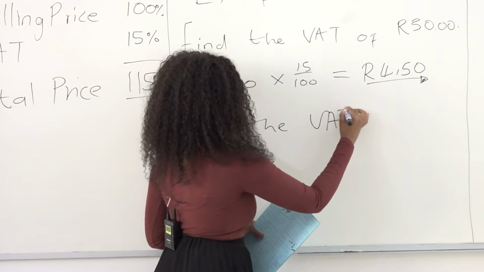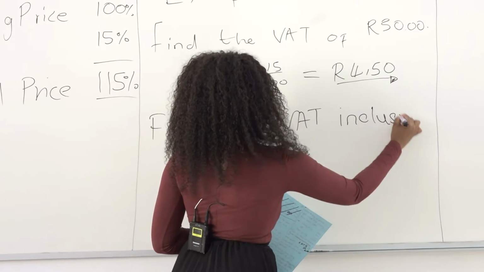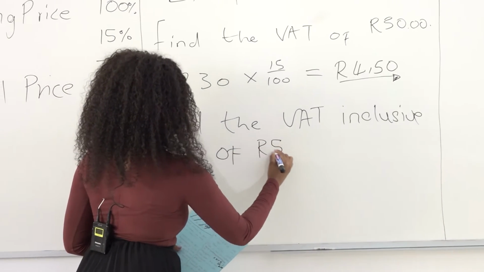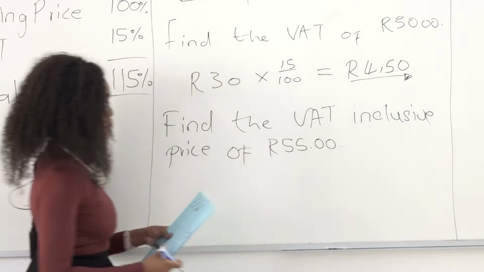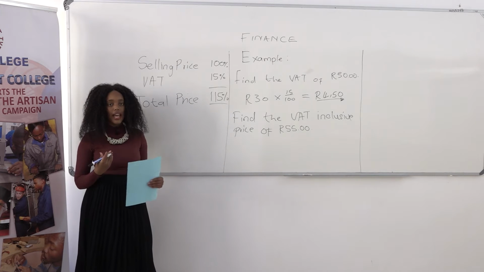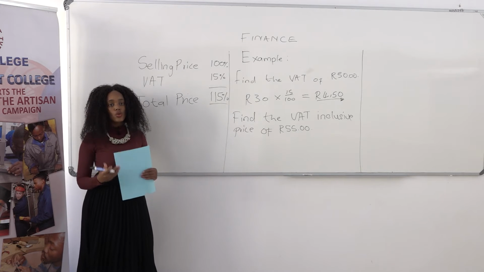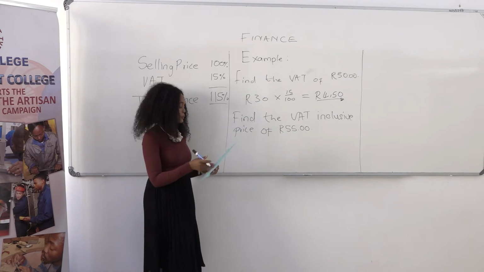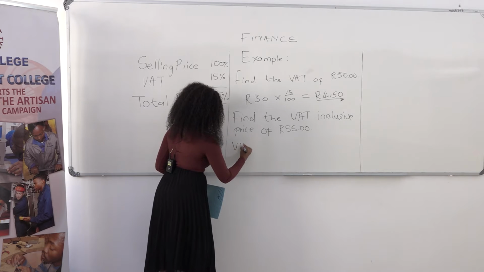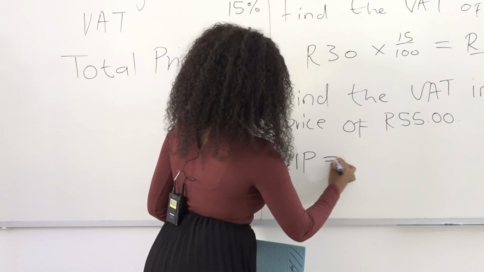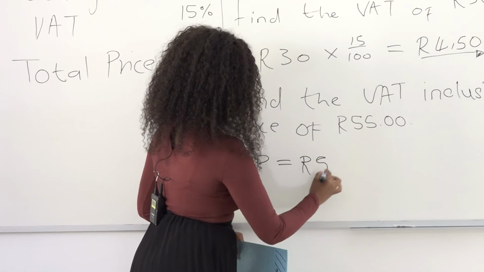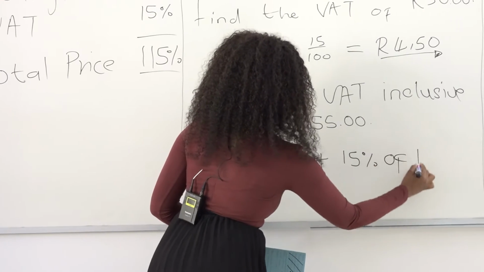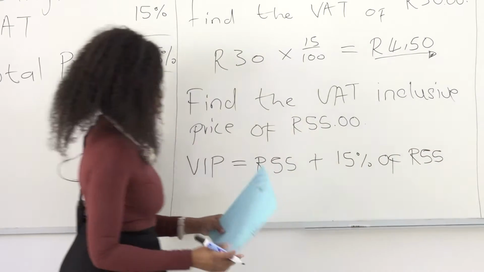Find the VAT inclusive price of 55 rand. Now we can do this in a short way and a long way, and I'm going to take you through both ways so that we understand the logic behind the whole manipulation. So we're looking for the VAT inclusive price. I'll name it the VIP for 55 rand. So we are looking for 55 rand plus 15% of 55 rand. This is the long method.